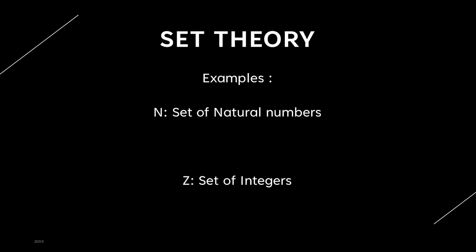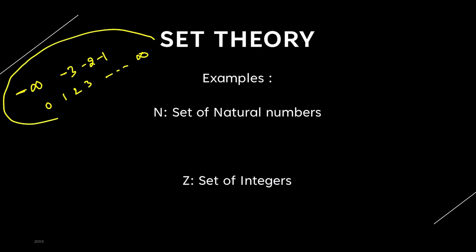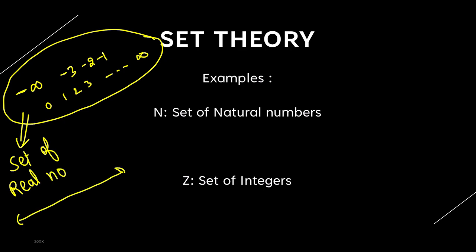Now coming to the numbers, I hope you can count from minus infinity: minus 3, minus 2, minus 1, 0, 1, 2, 3, going on till infinity. This is a complete number line. All the numbers are on this line, and this is also a collection of numbers. This is the set of real numbers. It means all the numbers found on this line form the set of real numbers.